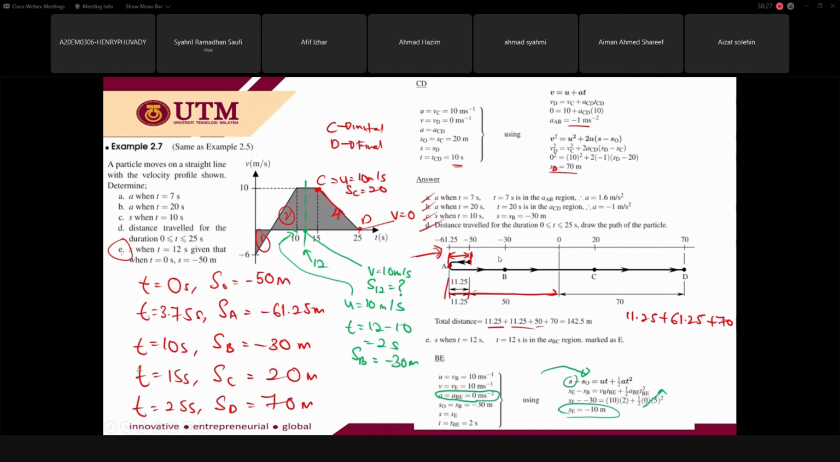Okay, so I hope everyone can look back into this example. Basically you have three ways. First, you use the equation of the line. The second one, you use area under the graph, and the third one is, if the case is constant acceleration, then you use this equation. Please make sure which method you need to use.